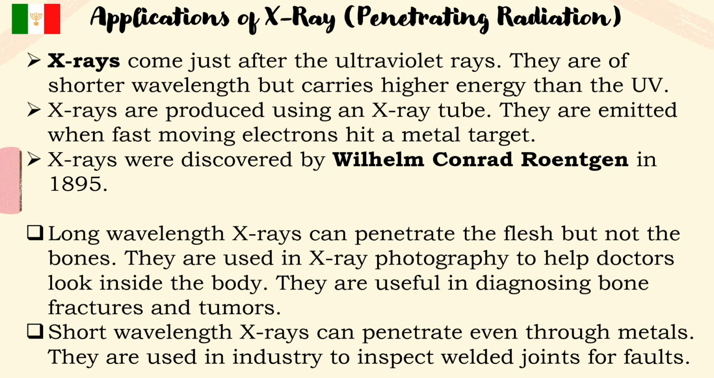Let us discuss the applications of X-rays or the penetrating radiation. X-rays come just after the ultraviolet rays. They are of shorter wavelength but carry higher energy than the UV rays. X-rays are produced using an X-ray tube. They are emitted when fast-moving electrons hit a metal target. X-rays were discovered by Wilhelm Conrad Roentgen in 1895.